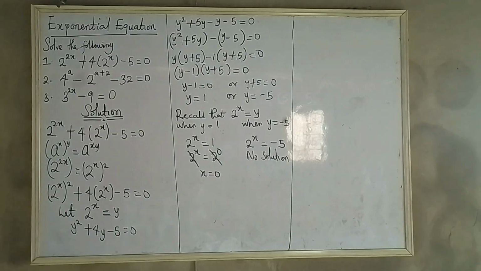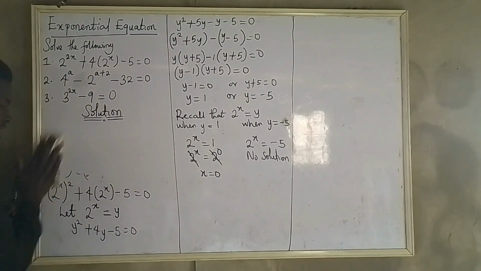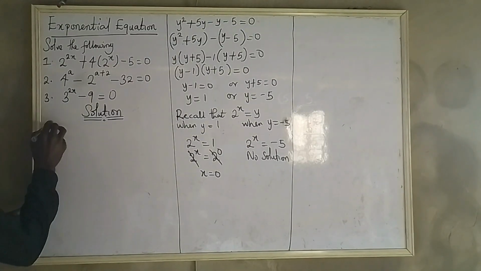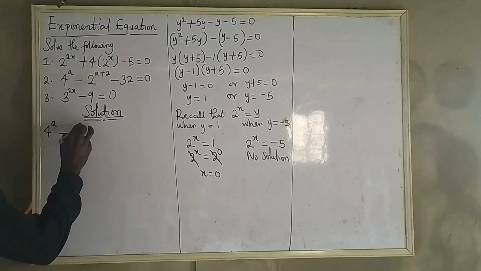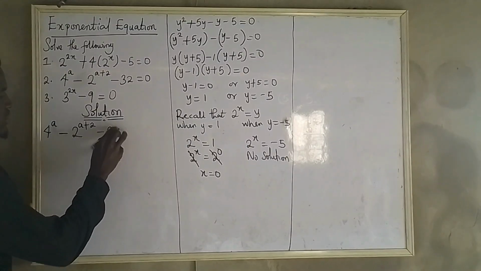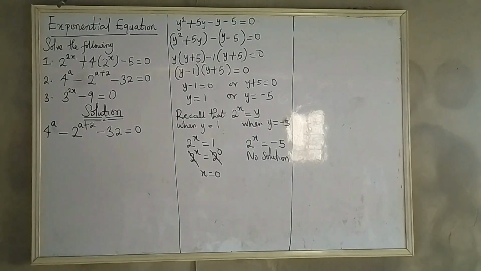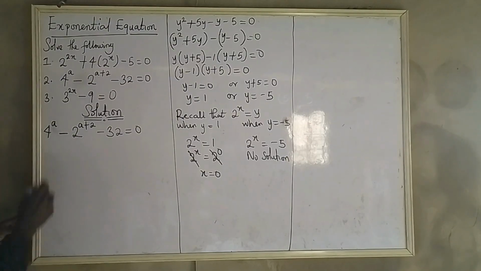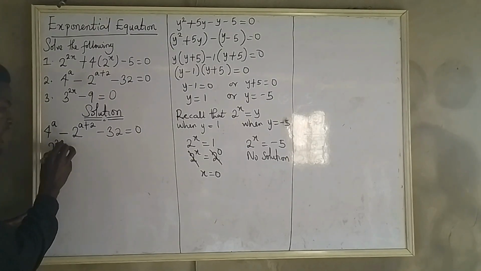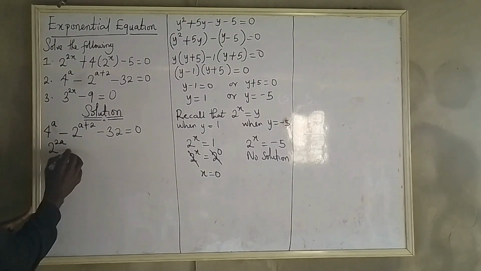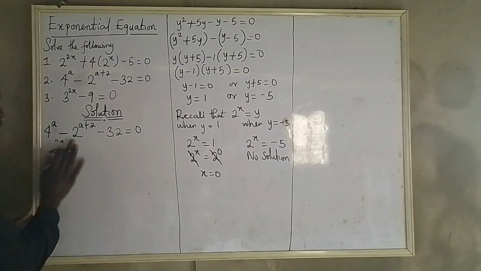The second question says that if I have 4 raised to power a minus 2 raised to power a plus 2 minus 32 equals to 0. Are you seeing that now? What am I going to be having here? Very, very simple. The first thing you need to do is to change this to 2 raised to power 2a. This is 2 raised to power 2a. 4 is 2 raised to power 2. Then this a that is here, minus this one now. So let me write it like this.